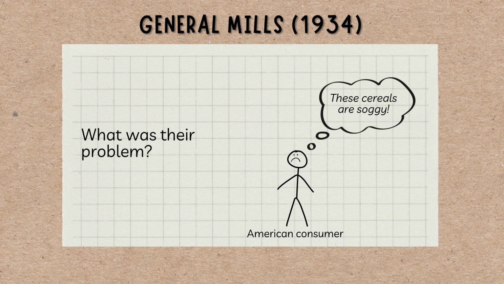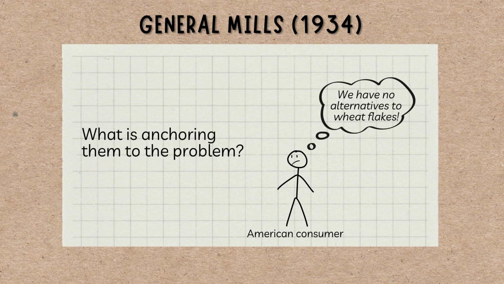Well, the first shortcut is this question: what was their problem? In the case of General Mills, American consumers really found cereals to be soggy, and these were wheat-based cereals at that point in time. The second shortcut is this question: what is anchoring them to the problem? Well, in the case of the American consumer, they just did not have an alternative. They just had Wheaties and they had to live with it.